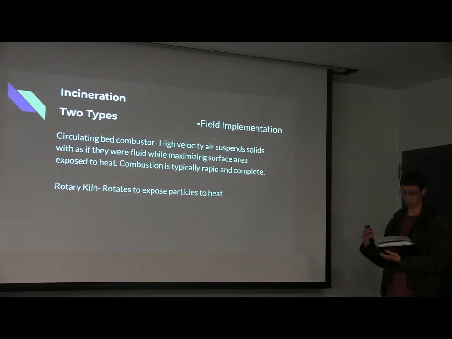So two types of incinerators include the circulating bed combustor, which relies on high-velocity air particles to keep the solids suspended as if they were in a fluid. This maximizes the surface area exposed and provides an even temperature gradient across the particles, which allows them to undergo complete combustion. The second would be the rotary kiln combustion, which rotates around like a giant fiery composter to expose all of the particles evenly to the heat.